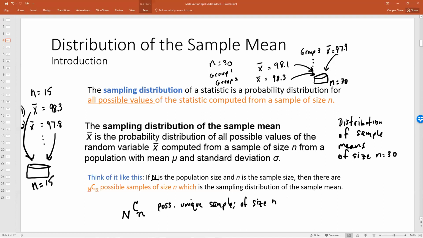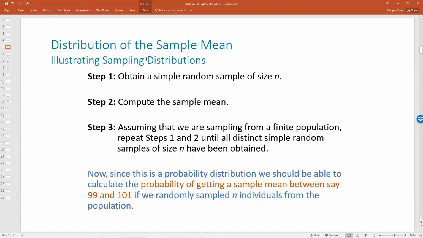So that's kind of the main idea of what we're saying when we do a sample distribution of the sample mean. Let's drill down on some more basics here. If we're going to go about this, we have to obtain a simple random sample of size n, whatever we've locked in as our sample size for this distribution we're going to create, and then compute the sample mean. And if it's a finite population, like all students at Cali College, then we can repeat these two steps until every distinct simple random sample of size n has been obtained.